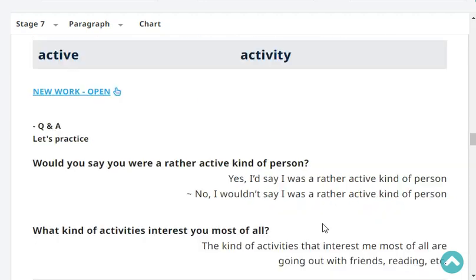Would you say you were a rather active kind of person? No, I wouldn't say I was a rather active kind of person. What kind of activities interest you most of all? The kind of activities that interest me most of all are going out with friends, reading, etc.